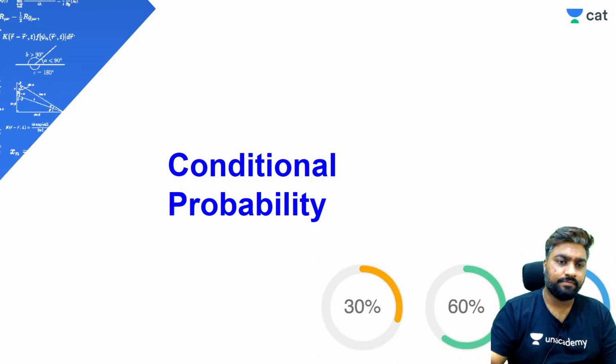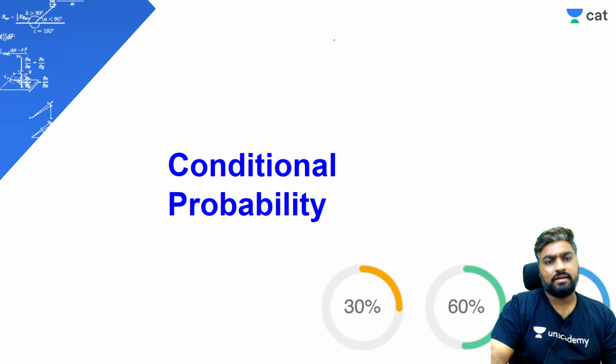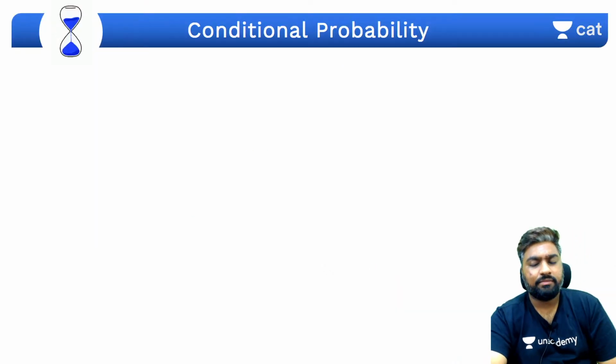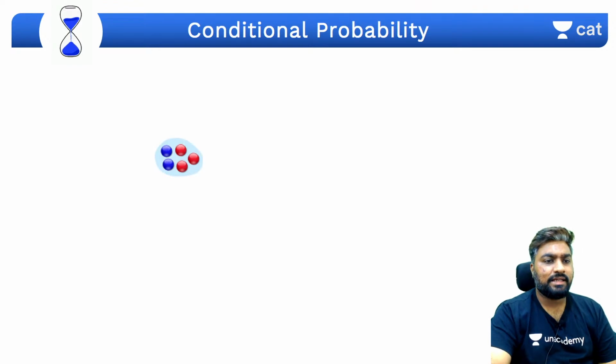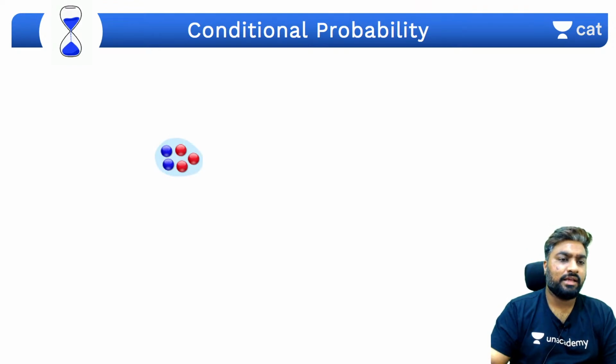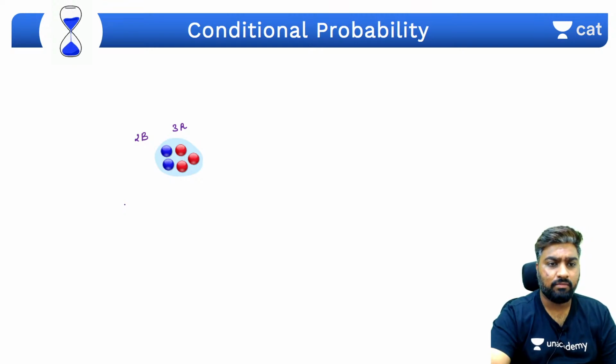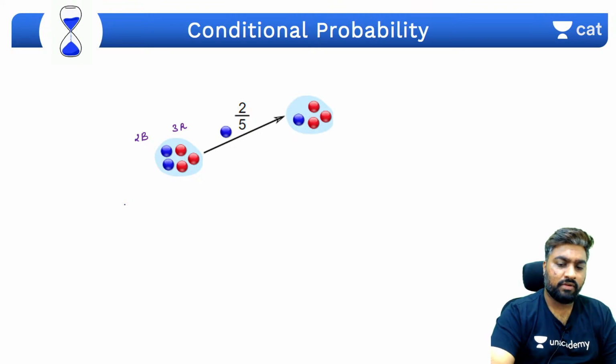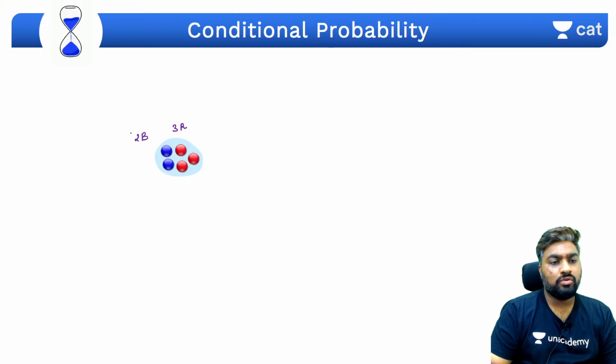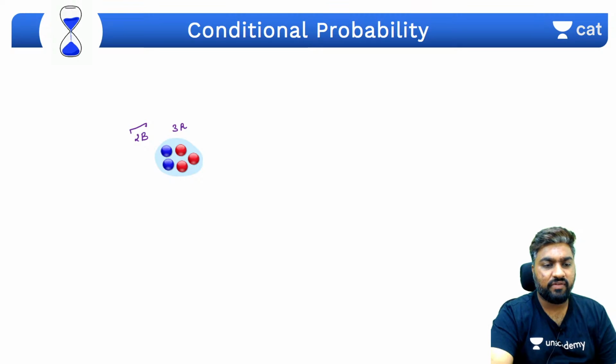For example, let me give you an example in this format itself. Let's say there are 2 blue balls and 3 red balls. Now if I'm asking you what will be the probability of picking one blue ball out of this? 2 out of 5 balls, 2 are blue, so those will be our favoring events, right?